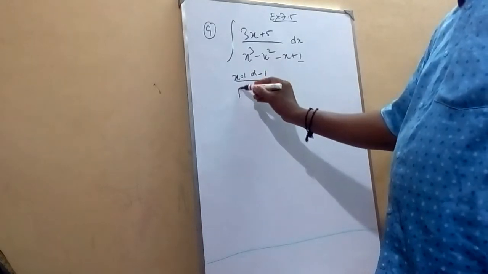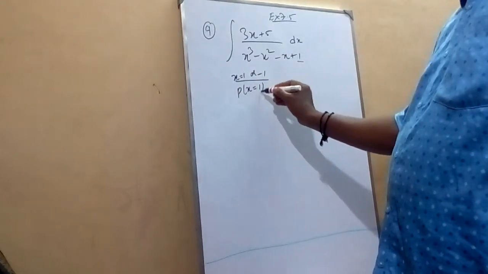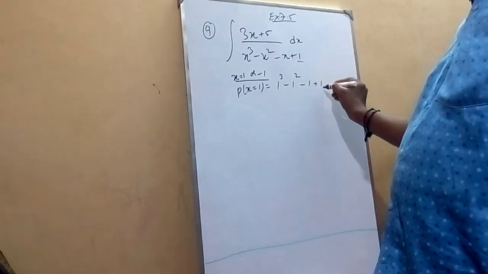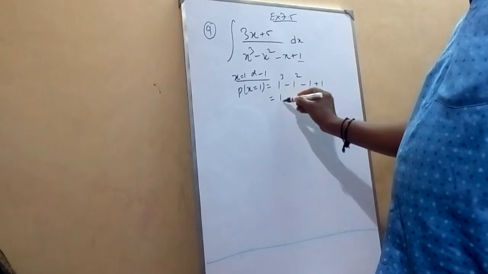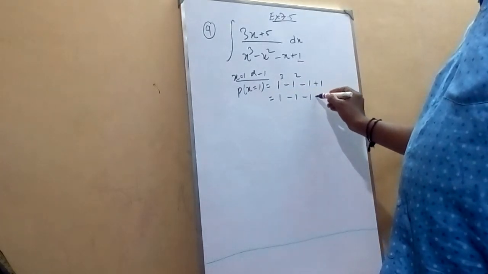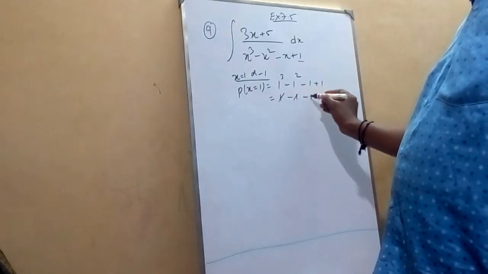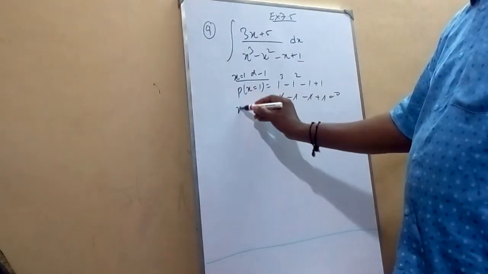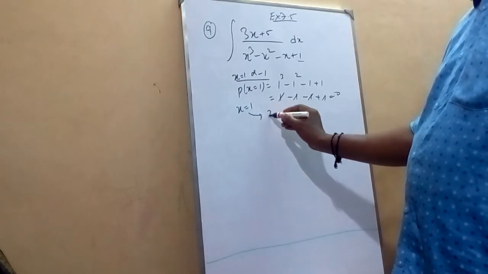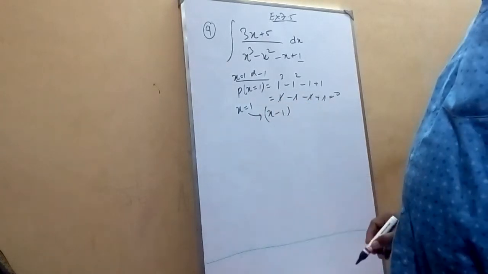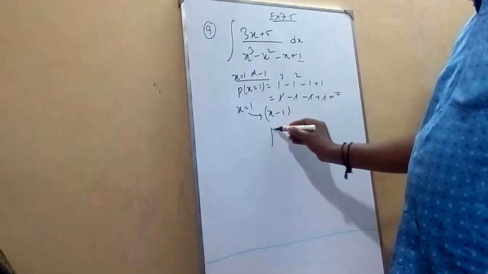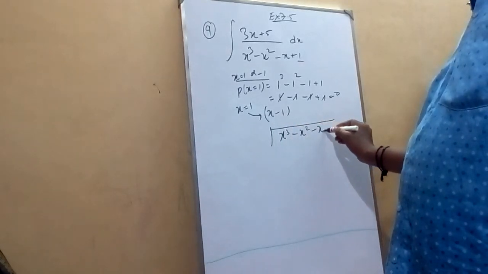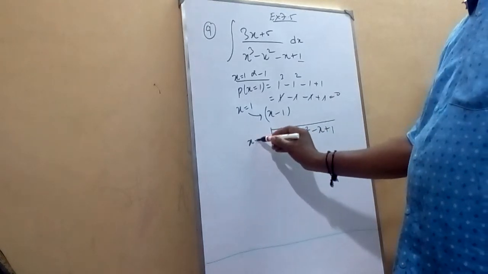Let us put p of x at x equal to 1. Therefore 1 cube minus 1 square minus 1 plus 1. So the answer is 1 minus 1 minus 1 plus 1, which is 0. See, when x equal to 1 gives 0, then x minus 1 is a factor. You have to do long division: x cube minus x square minus x plus 1 divided by x minus 1.